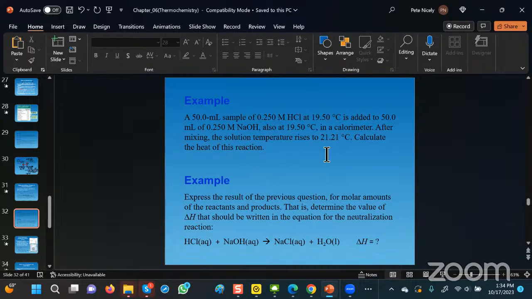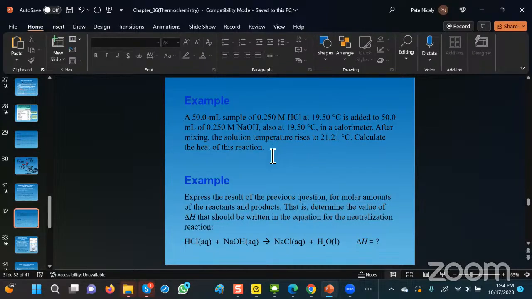Okay, so the first thing we have to do is find Q for the reaction, and Q for the reaction will be equal to minus Q for the calorimeter. Now, one thing I can say without doing any calculation is that because the temperature rises from 19.5 to 21.21, we know that the reaction is exothermic. So that means Q is negative.